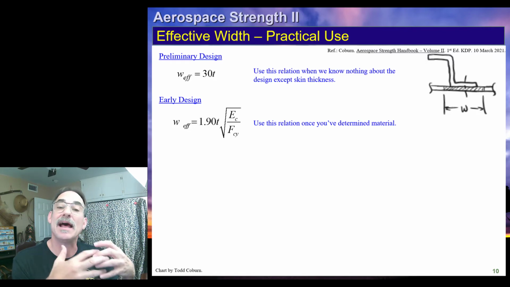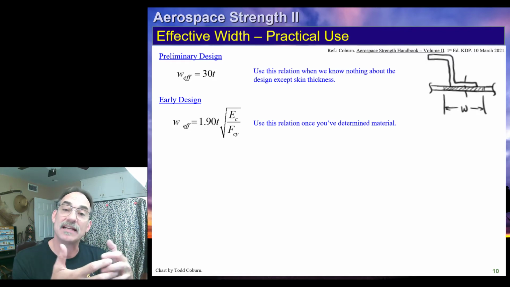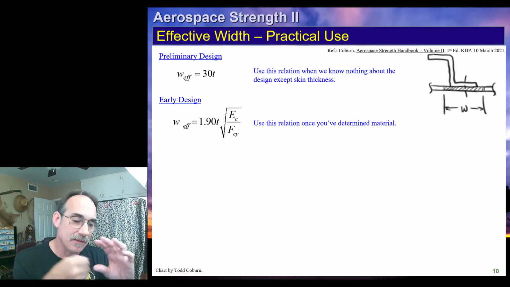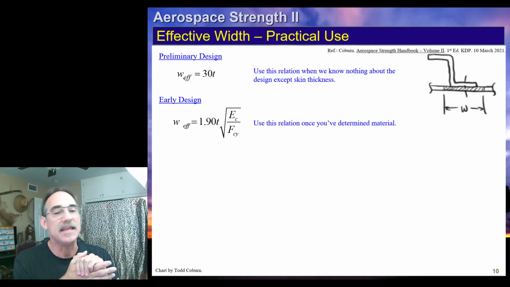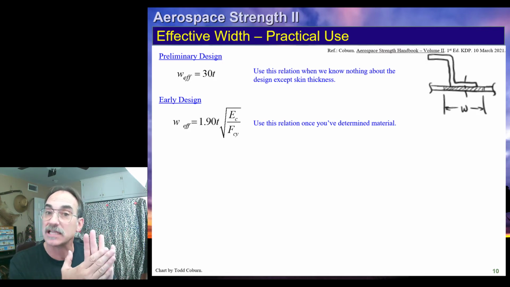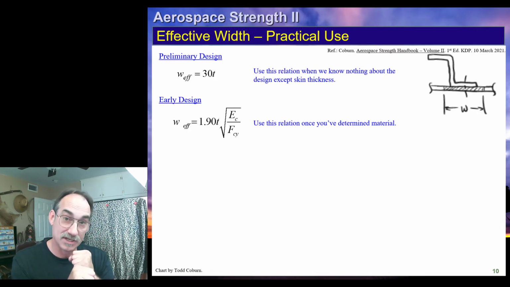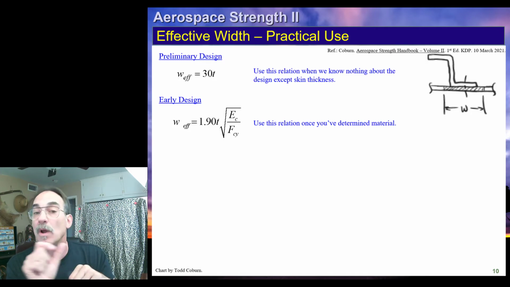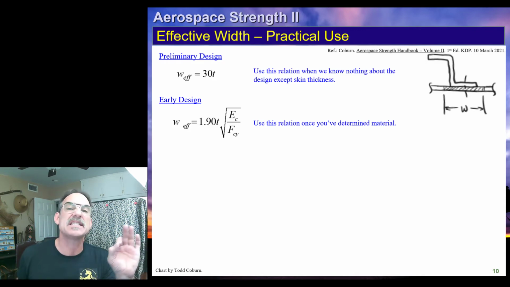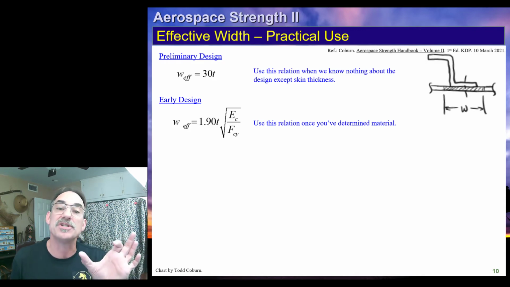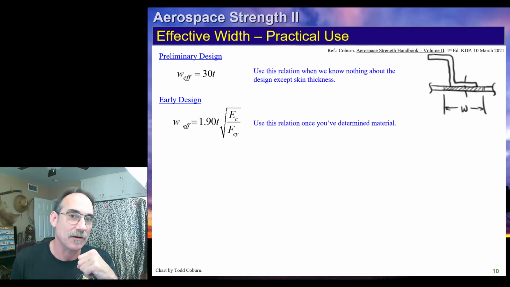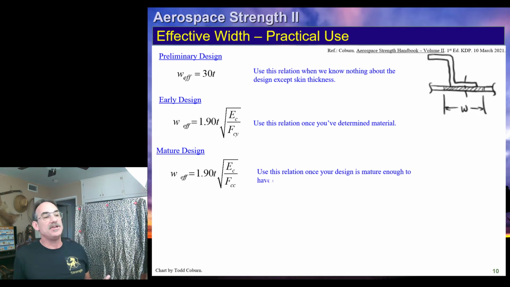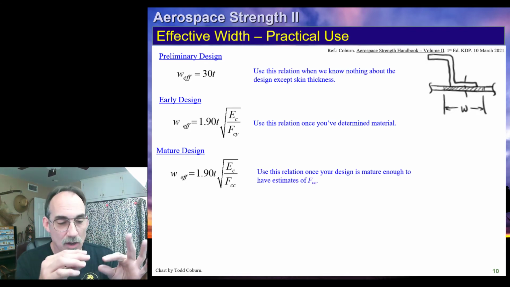So basically, we can approximate now the effective width of skin by taking the compressive modulus of the skin, the yield strength of the stringer, because that's what we're approximating is the strength of the stringer. That's what we want to support with the skin, and the thickness of the skin to calculate what effective width is appropriate. So this is going to give us a slightly better approximation for how much effective width acts with the stringer.